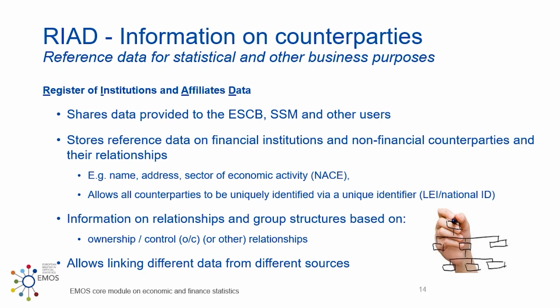RIAD ensures the unique identification of counterparties via a large number of commonly used identifiers, including the Legal Entity Identifier (LEI) and specific national identifiers, for example tax codes, business register numbers. In addition, RIAD contains information on the official names and addresses of counterparties. It also stores the sector of economic activity according to the NACE classification, as well as various types of relationships between counterparties. These relationships are then used to derive group structures.